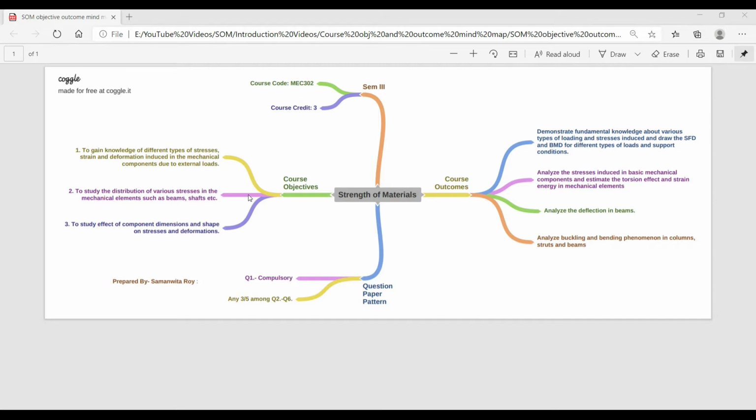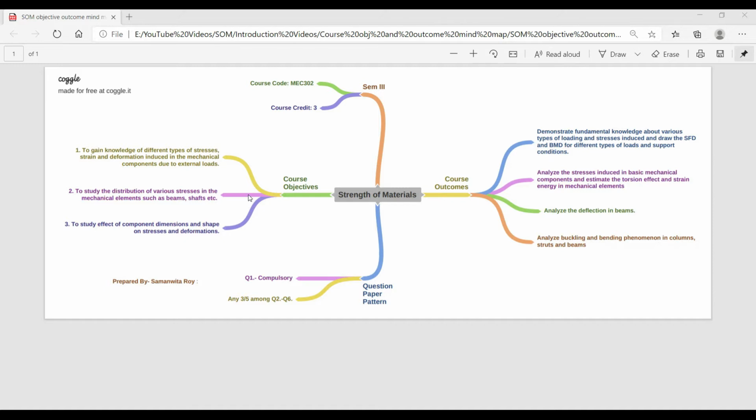The first course objective written here is to gain knowledge of different types of stresses, strains and deformation induced in the mechanical components due to the external load. There can be various types of loads like tensile, compressive, shear, bending, torsional. Because of these, there will be different types of stresses like tensile stress, compressive stress, bending stress, etc. The same terms apply for strain as well. Deformation occurs in the body when there are supports and loading on the body. So these are the important things which you will be learning out of this entire course of Strength of Materials.